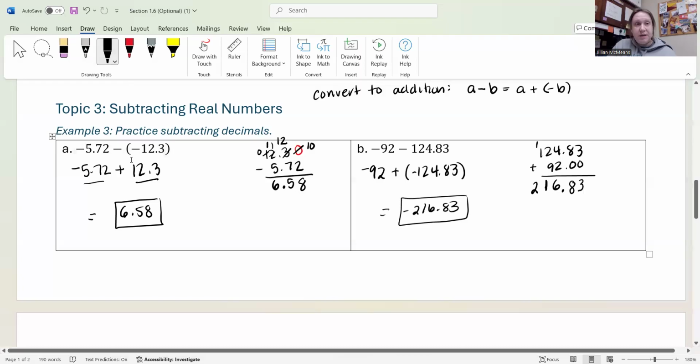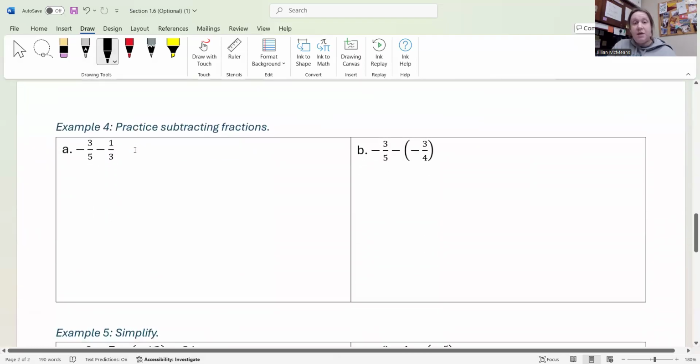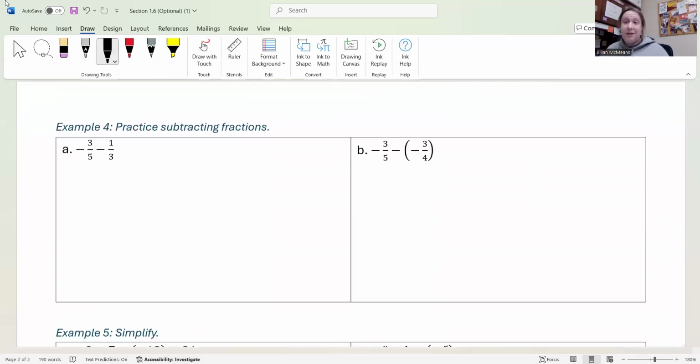So let's go to example 4. So example 4, we're subtracting fractions. So we're going to go back to those rules for subtracting integers. We're going to convert to addition, and then we'll follow the addition rules. And then we have that added layer of dealing with fractions. So we're going to have to look for LCDs, equivalent fractions, and so forth.